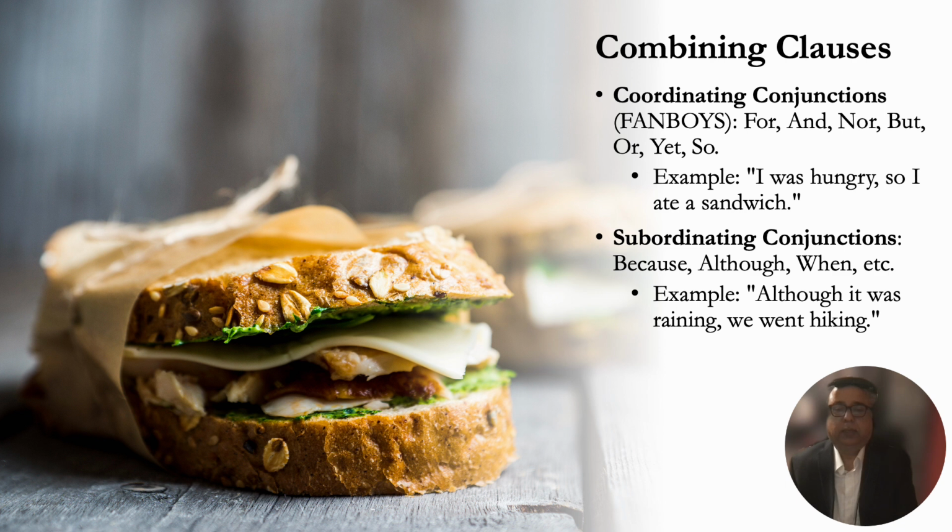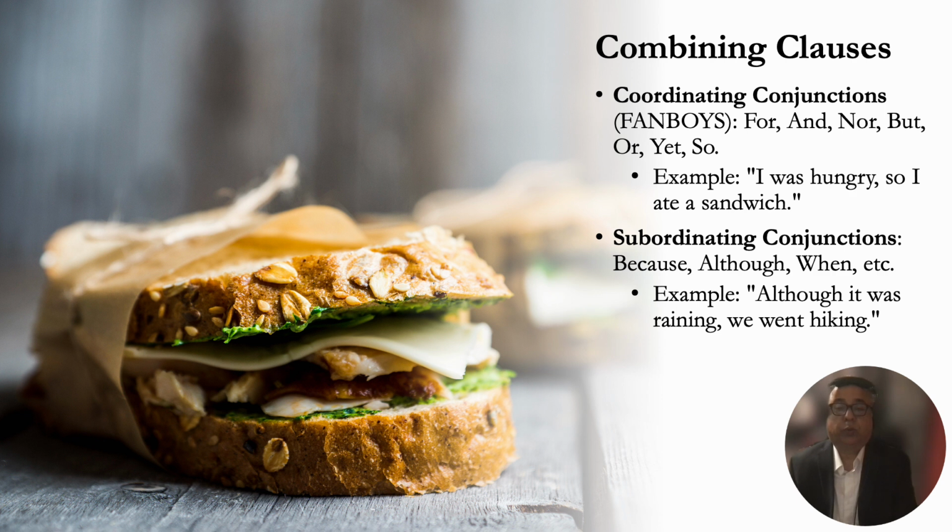Okay. There is an entire lesson on coordinating conjunctions. Okay? FANBOYS, they're called: for, and, nor, but, or, yet, and so. So there are 2 clauses that are combined by using a coordinating conjunction. I was hungry, comma, so. So there is a coordinating conjunction. I ate a sandwich. I was hungry, so I ate a sandwich.